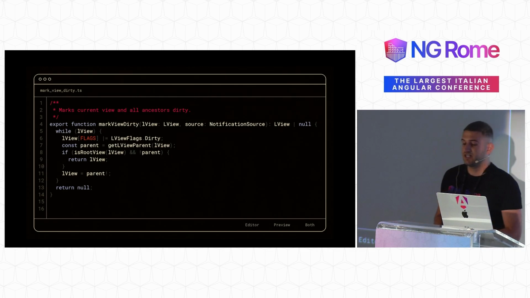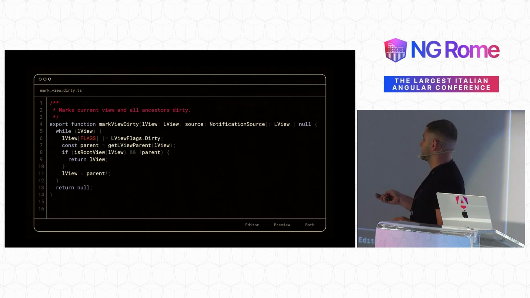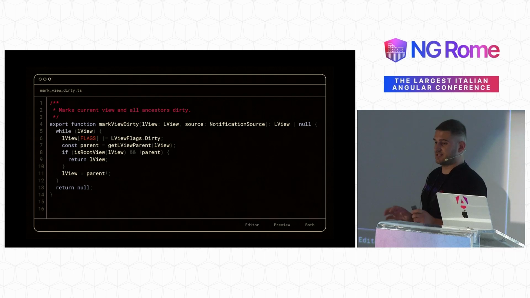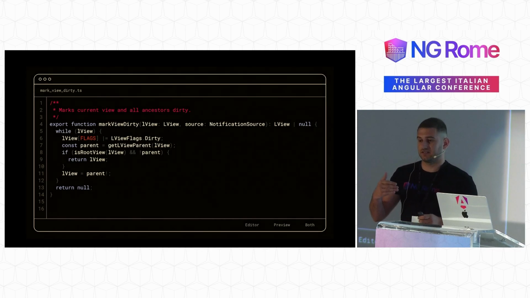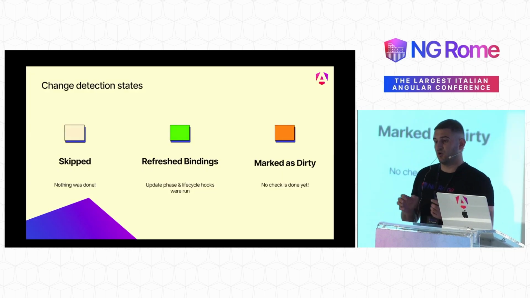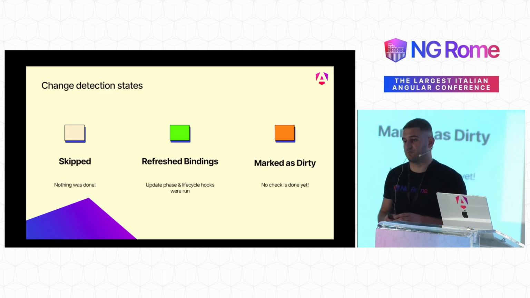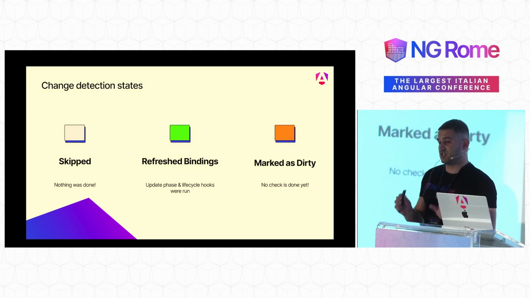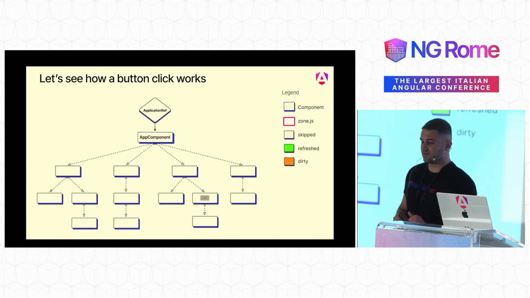So if we look at mark view dirty, it just has this LView flags that we don't have to care about its internals. It just sets one object field to a value, and that's it. Nothing else. Just a check. And of course, it will go to each parent, each ancestor, and update those flags too, to mark all of them as dirty. So we have a third state, which is marked as dirty. But it just means it's marked, but no check is done yet.